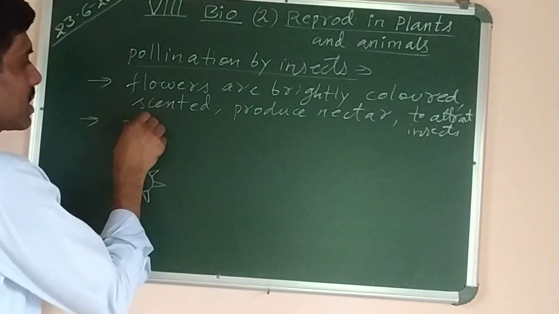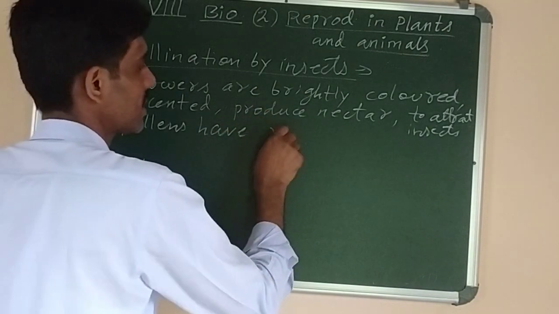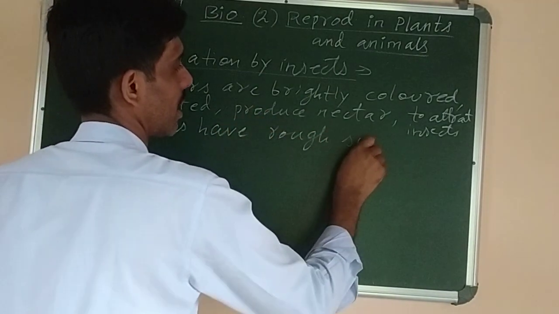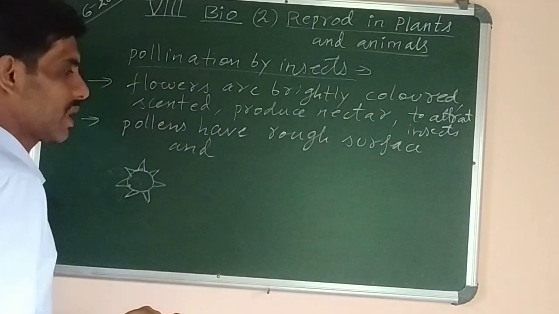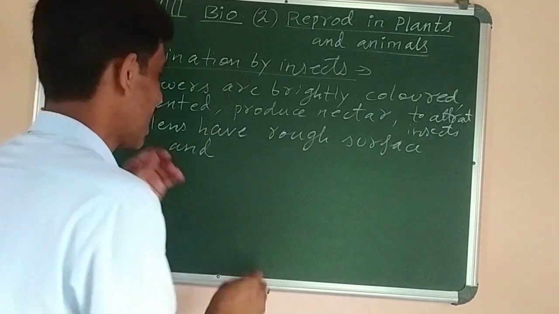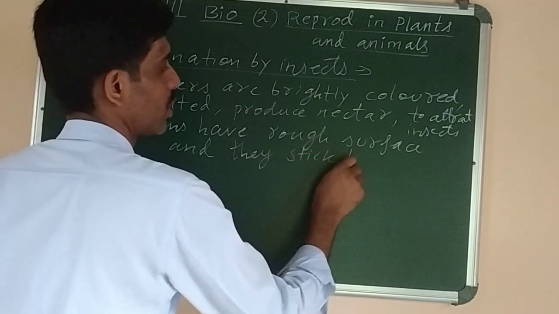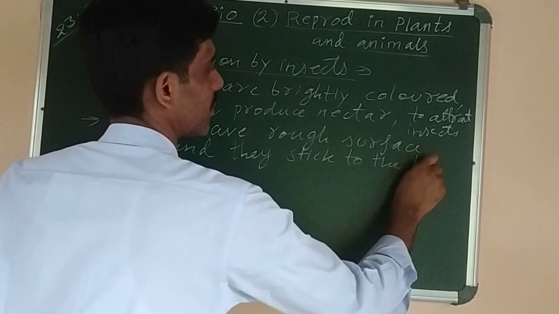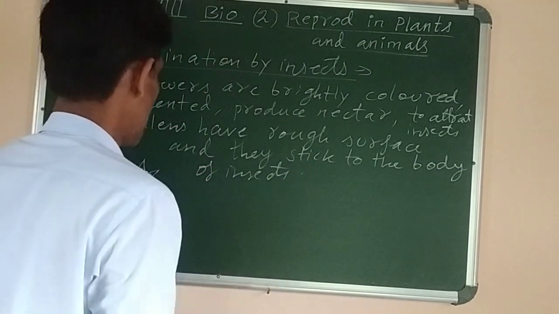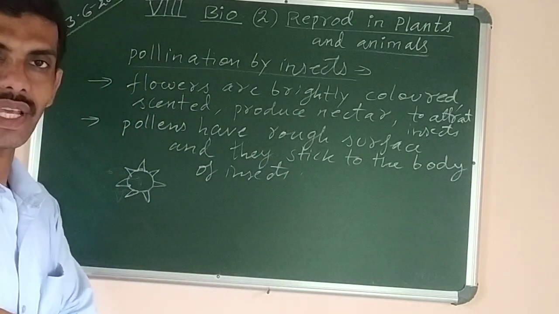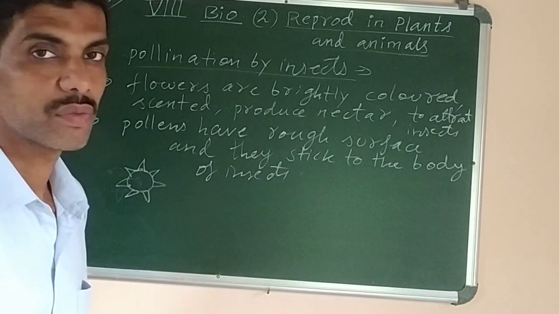So you can write pollens have rough surface and their sticky substance, you can say, they cling and they stick to the body of insects to bring about pollination. Because if these pollens will stick to the body of insects, when the insects will visit them, the same insect will visit another flower and that will cause pollination.